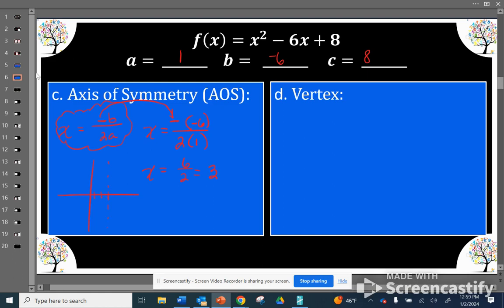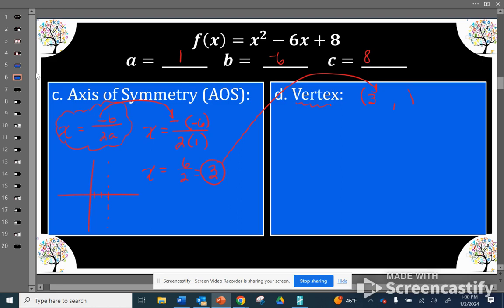Now, I wanted to point out that the AOS value is the x coordinate of your vertex. So with our vertex, we already have half of our coordinate. A vertex is an ordered pair, x comma y. To get the x value, you simply use the formula to find the axis of symmetry, because those are the same value. If we're going to find the vertex, it's going to lie along this axis of symmetry. So it's going to be 3 comma something.